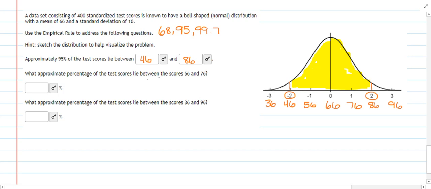What approximate percentage of test scores lie between 56 and 76? All right, so for this one, looks like 56 and 76 are both 1 standard deviation away. So that's an easy one, because the empirical rule tells us that 1 standard deviation, this whole thing here, is 68%.